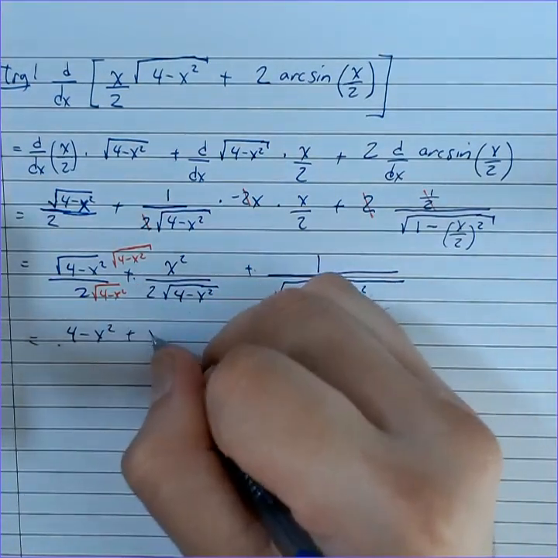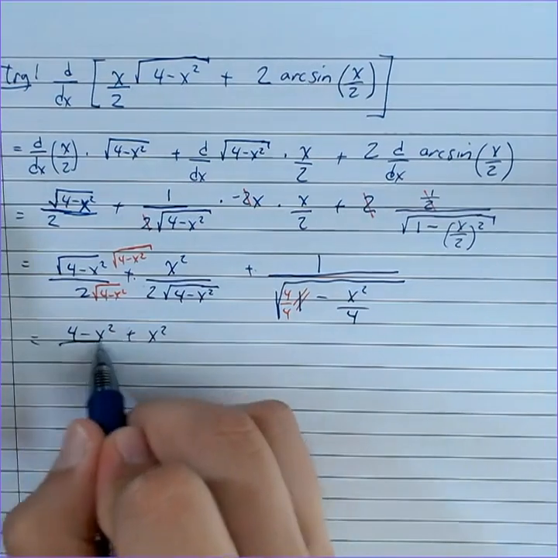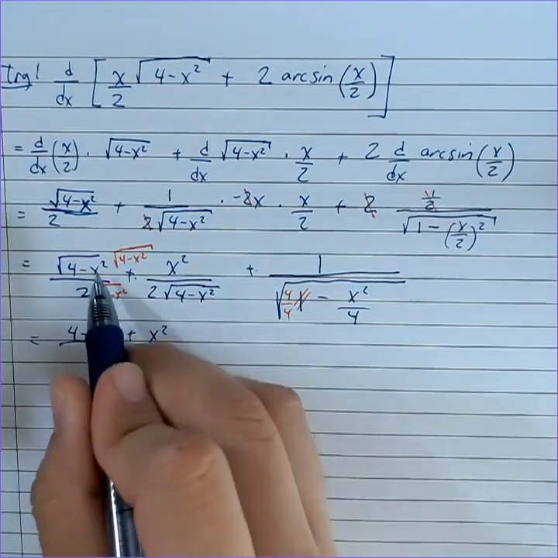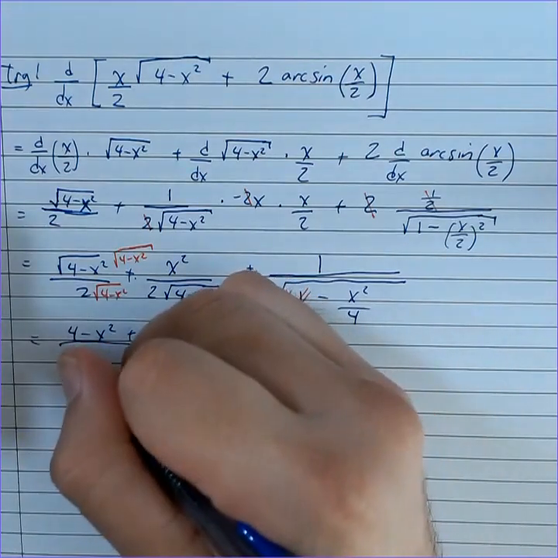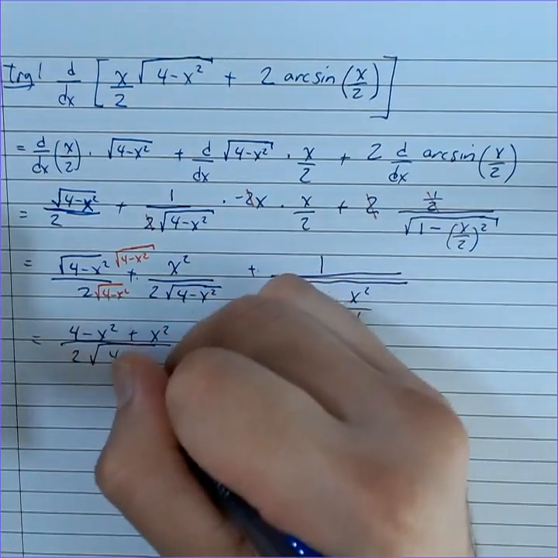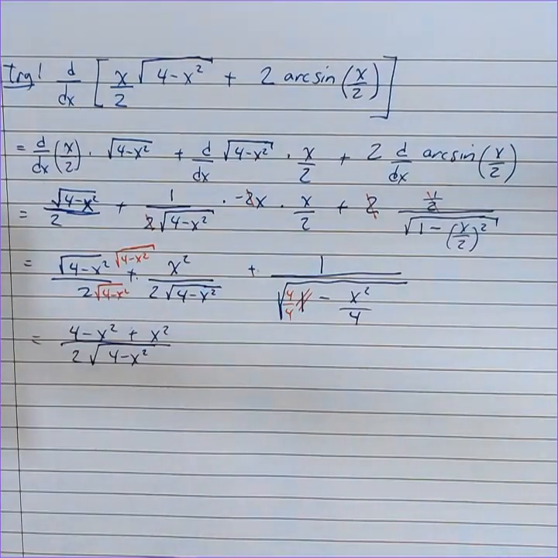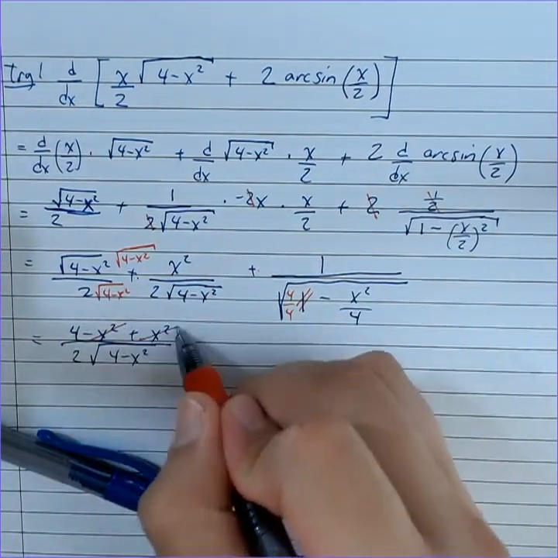plus x squared over the common denominator, because now I have a common denominator. So this numerator plus that numerator over my common denominator, 2 square root of 4 minus x squared. And I notice here now these subtract away. So those are gone. X squared minus x squared.